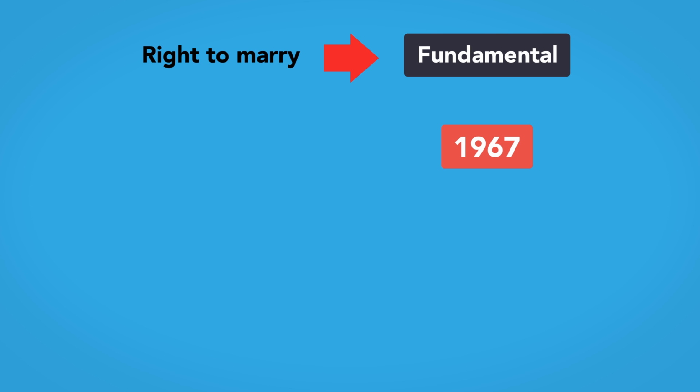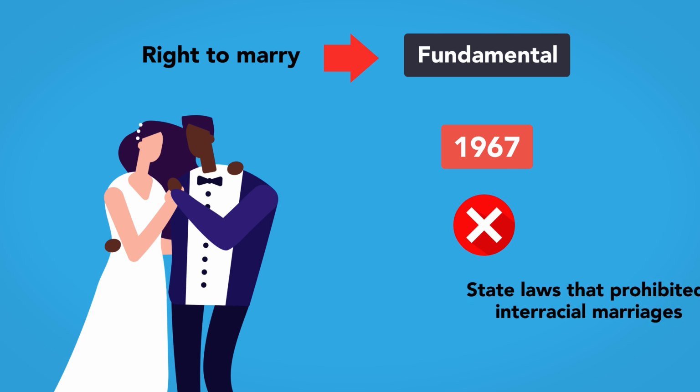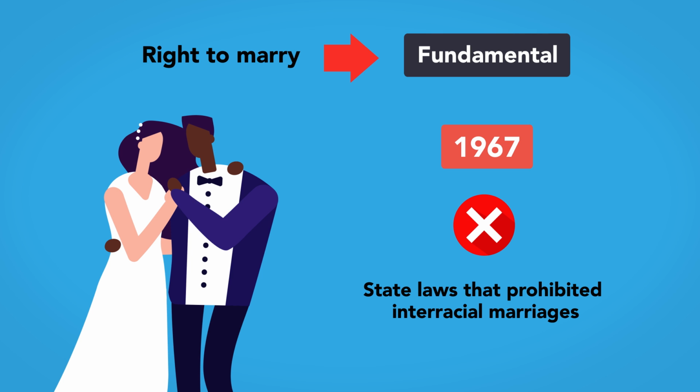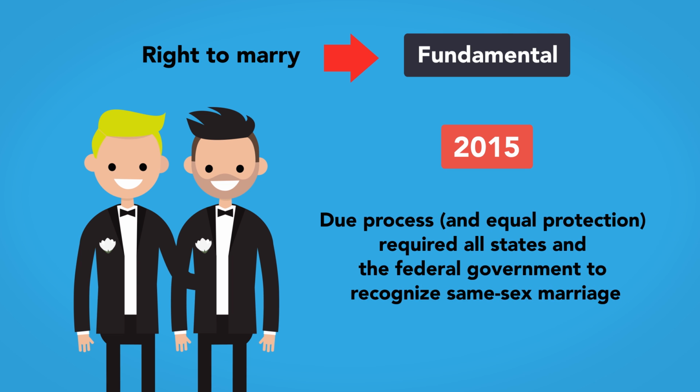In 1967, the court cited due process and equal protection to strike down laws from states that prohibited interracial marriages. In 2015, this principle was extended to same-sex couples when the court ruled that due process, again along with equal protection, required all states and the federal government to recognize same-sex marriage.